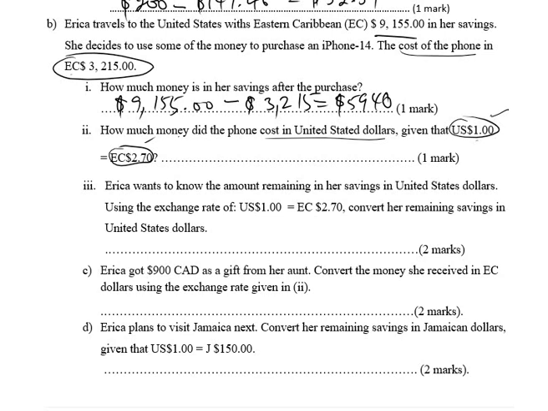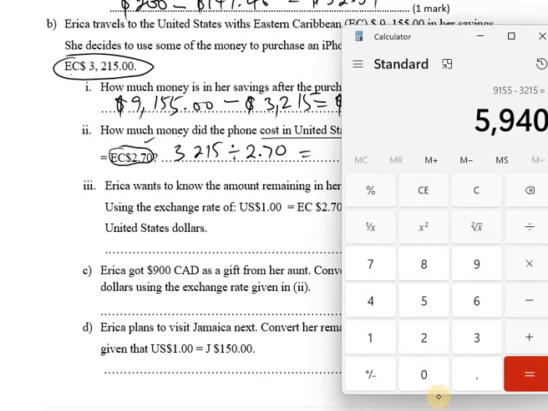Okay, so let's try that. So we're going to have 3215 divided by 2.70 equals, let's clear the screen, 3215 divided by 2.7, and we get, so we're going to take the whole number portion, $1,190, and then afterwards we're going to take the first two decimal places. Do we need to round? No, because the third decimal place is 0, less than 5, so we keep the 4 as 4. So 1190.74.